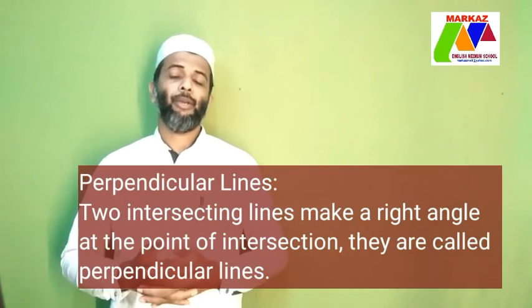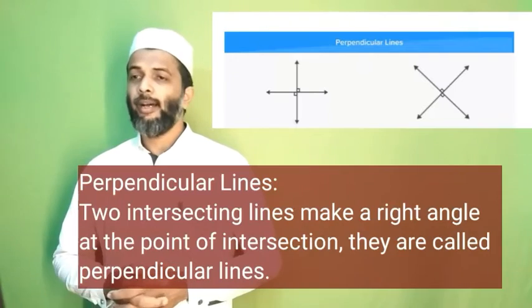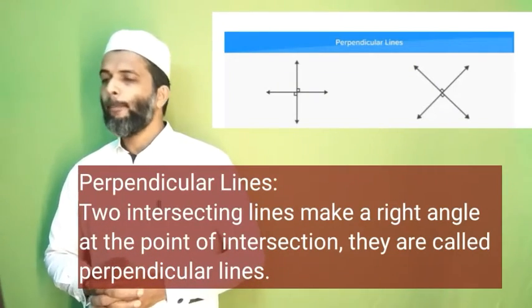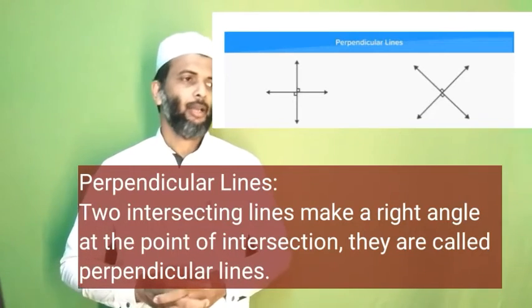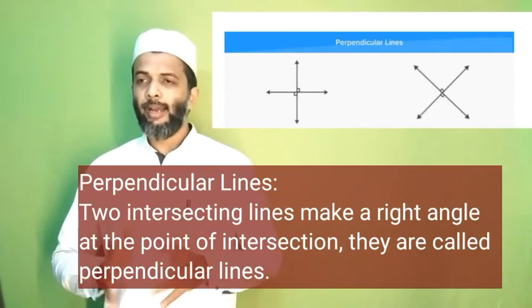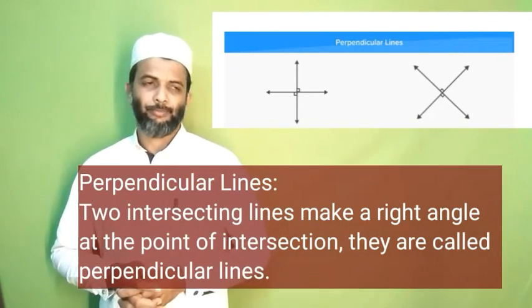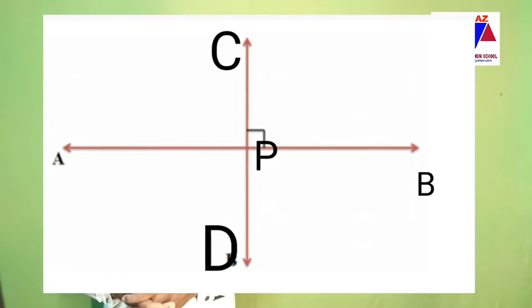Next one, perpendicular lines. Two intersecting lines make a right angle at the point of intersection. They are called perpendicular lines. Write heading, perpendicular lines. Draw perpendicular lines in your notebook. Here, line AB and line CD intersect at point P. Here, all angles are equal. These two lines are perpendicular lines.